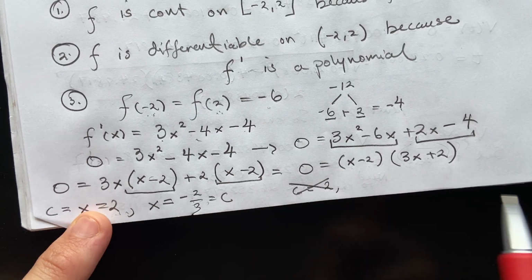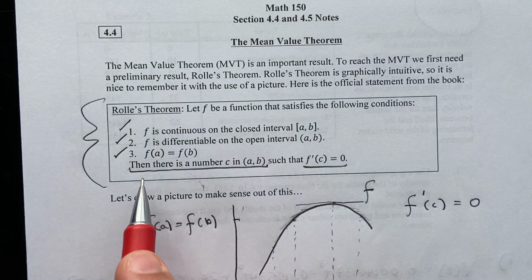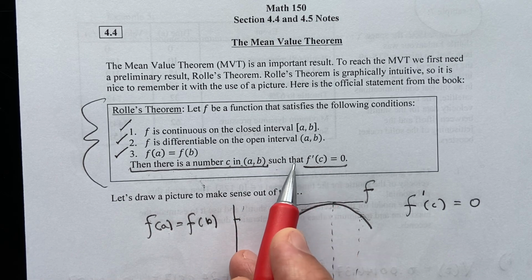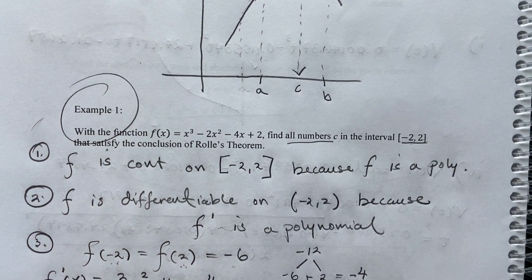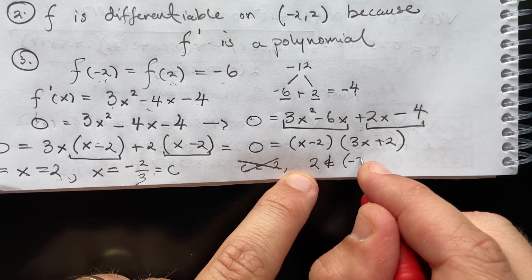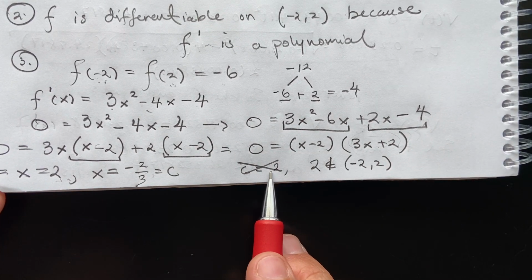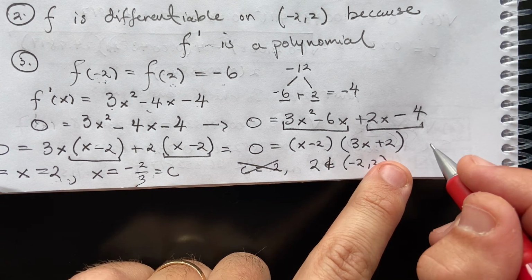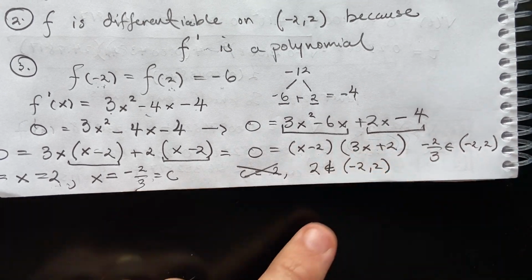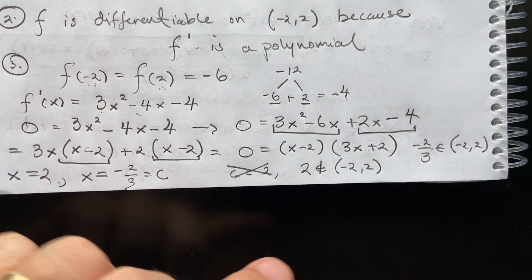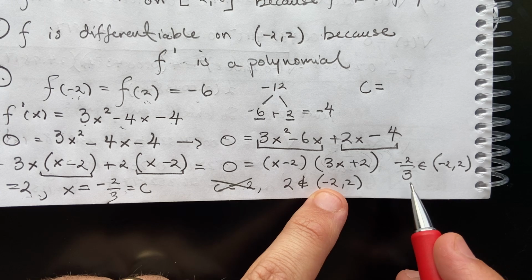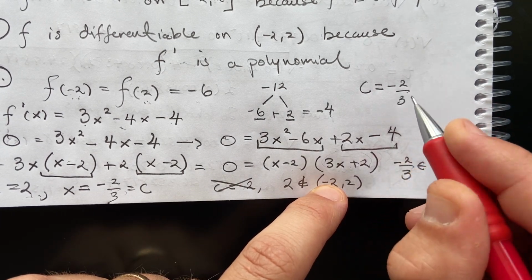This 2 cannot be included, right? The theorem states there is a number in a to b such that this is happening. Since 2 is not a member of the open interval negative 2 to 2, we can't use 2 as one of our answers. Negative 2/3 is a member of negative 2 to 2. So that c, I'll write it up here, is the only answer that we have: negative 2/3.